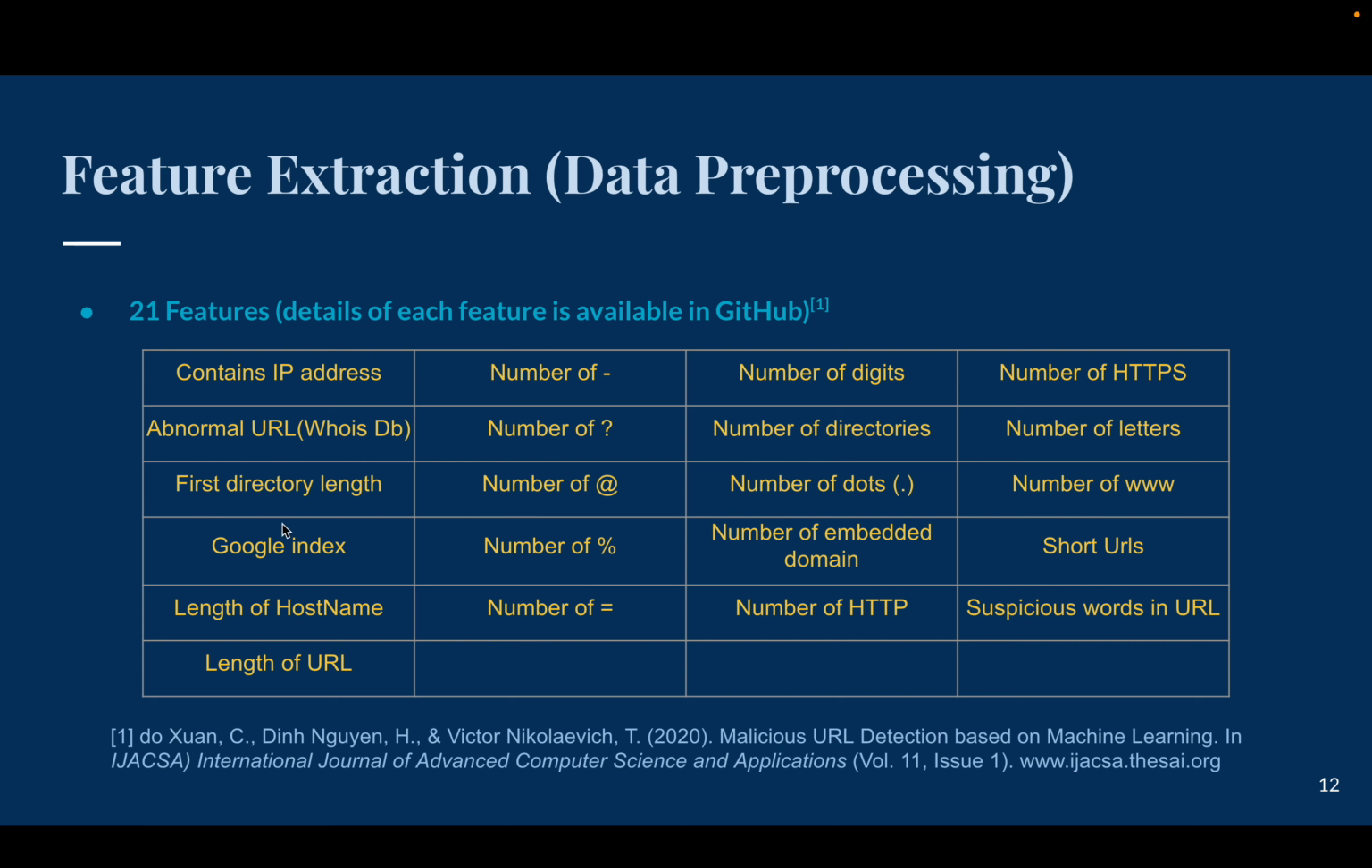lexical features. Generally, cyber attackers use an IP address in place of domain name to hide the identity of the website. So this feature will check whether the URL has IP address or not. Similarly, counting the numbers of special characters in the URL, or checking the availability of the URL in the WHOIS database. So all of these features are extracted from the URLs present in the dataset.